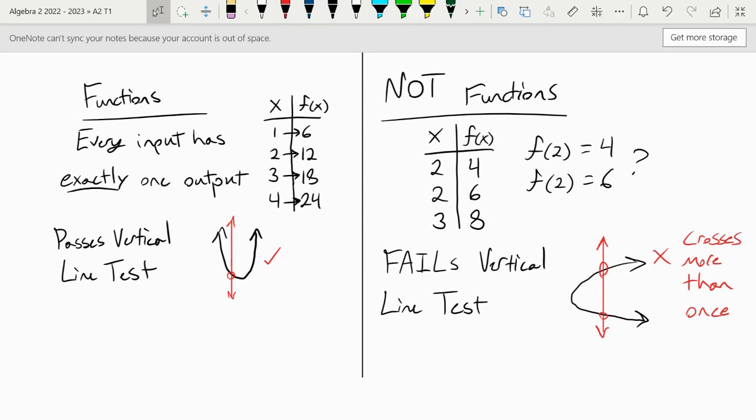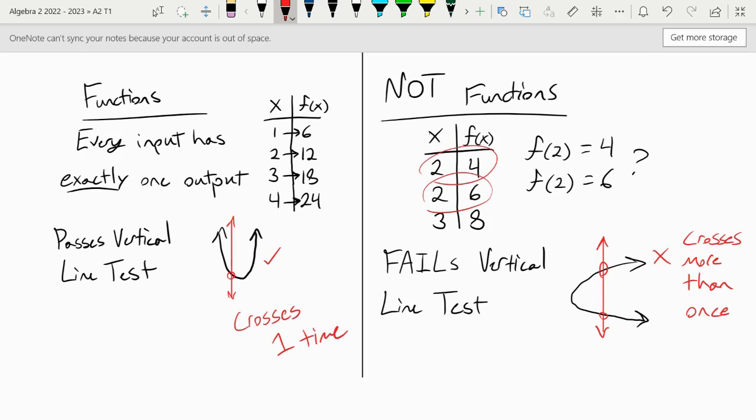The difference between functions and non-functions. Functions have exactly one output for every single input, and they pass the vertical line test, so it crosses once only. Non-functions fail the vertical line test. What this means is you can have one input lead to two different outputs.